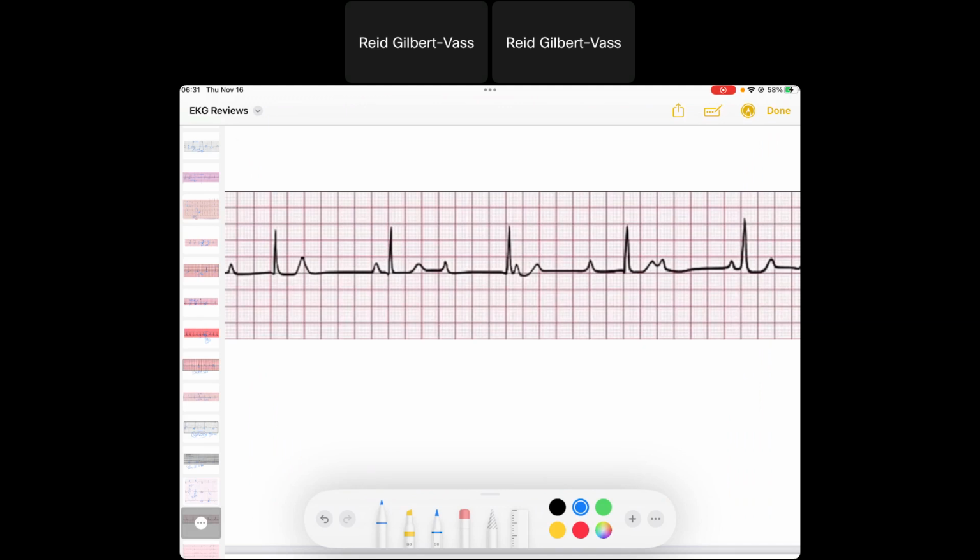Okay. Next rhythm here, we've got a bradycardic rhythm, narrow complex QRSs. We've got P waves that are kind of marching through. Look how small this T wave is. Look how large this T wave is. So there must be a P wave buried on that T wave. So we've got P, P, P, P, P. So P waves are marching through. They're not telling the QRSs what to do. This is a third degree AV block.